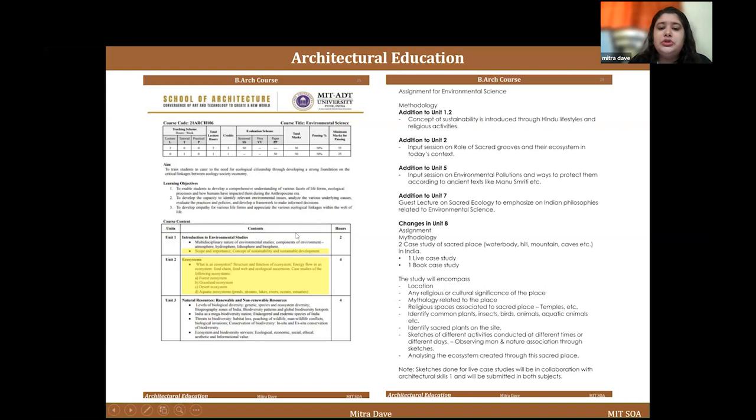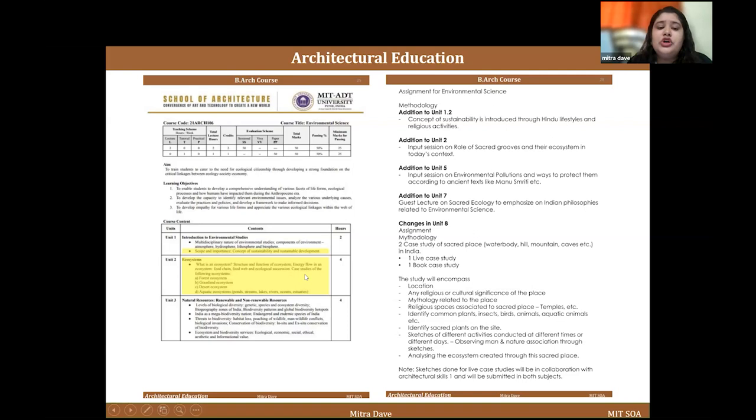Also, there are different ecosystems that are explained, like forest ecosystem, grassland ecosystem. So sacred groves also create an ecosystem of their own. So why not introduce sacred groves also in the ecosystem?